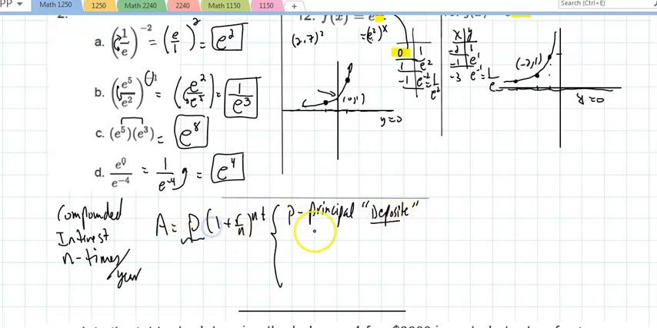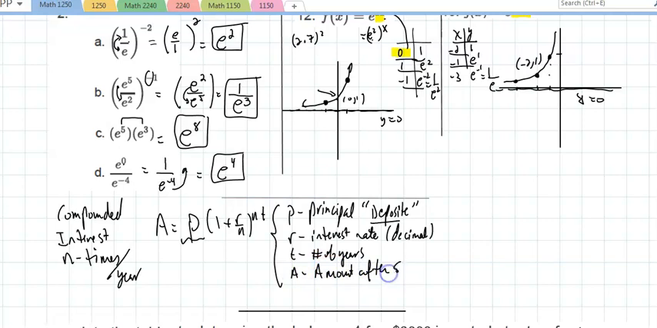How much do you put into the bank? r is the interest rate, and that is always in decimal. t is the number of years. A is the amount after some time has passed. Or you could say this is the balance.